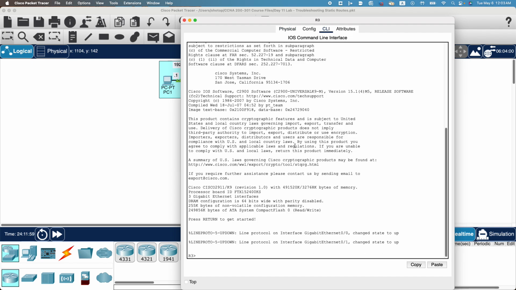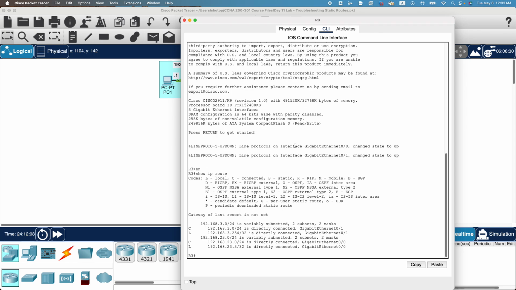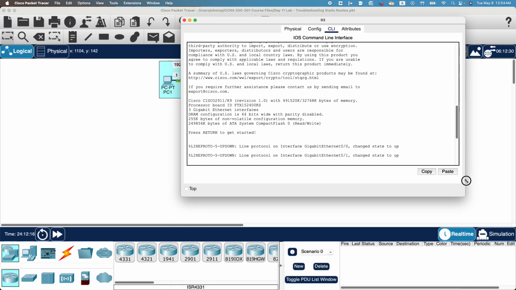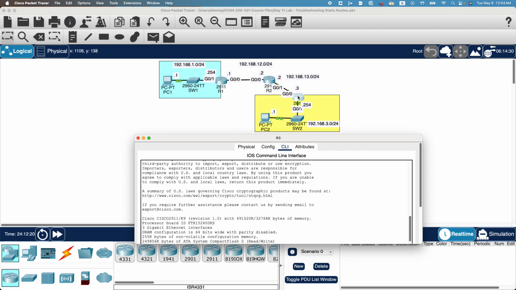All right, so en, show ip route. There is no static route here, so this needs a static route. Router 3 needs a static route back to the .2 interface of router 2.